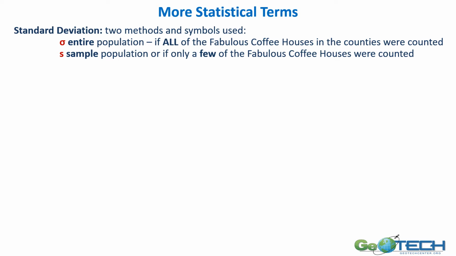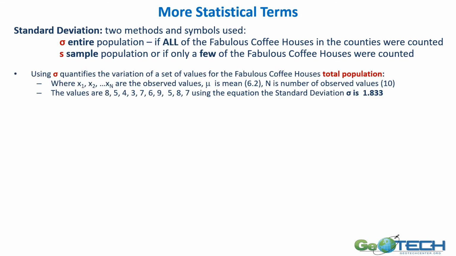Here's a little bit more complex term, standard deviation, and there are really two methods and two ways to symbolize standard deviation. One is using the Greek letter sigma, and that one is for the entire population. So if you know that you have collected all the data about every fabulous coffee house in the county, that's the total population. But what if you think you only have a sample population? Then you use the English S for sample population.